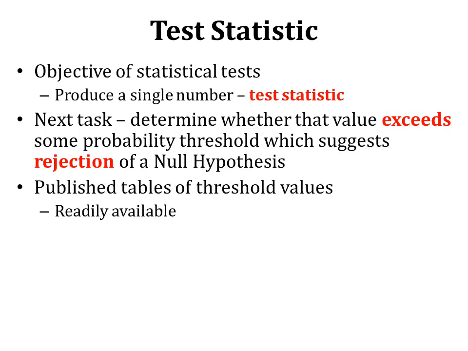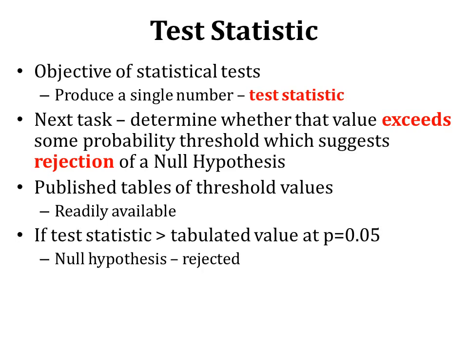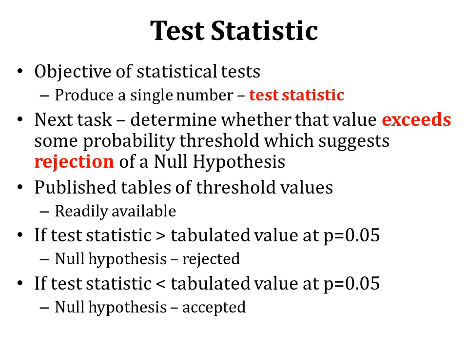There are published tables of the threshold values, and these are readily available. If our test statistic is greater than the tabled value at a probability of 0.05, because remember, the first level of our critical probability is 0.05, then our null hypothesis stands rejected and we have to accept the alternate hypothesis. But if the test statistic that we have calculated is less than the tabled value at a probability of 0.05, then our null hypothesis is accepted.